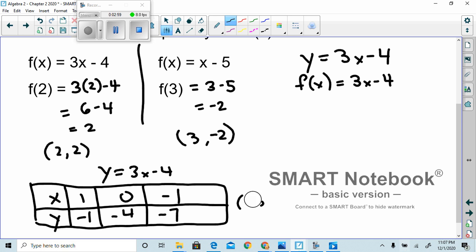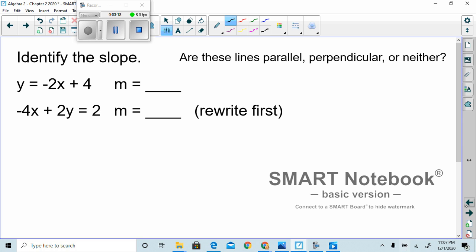And what do I do with ordered pairs? I graph them. So this was the first way that we learned how to graph. And we found out that this way was a little bit long and could lead us to some calculation errors. So we learned the quick graph methods, which we'll do in just a moment. Before we get there, we had a review of rewriting equations and identifying slope.